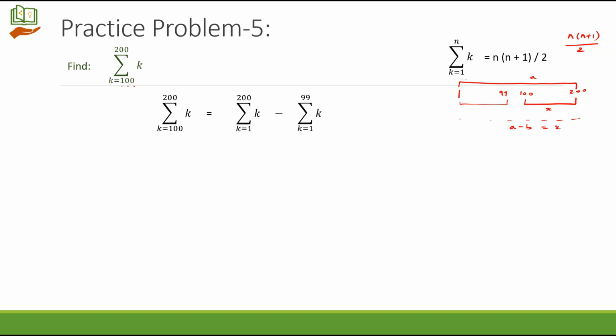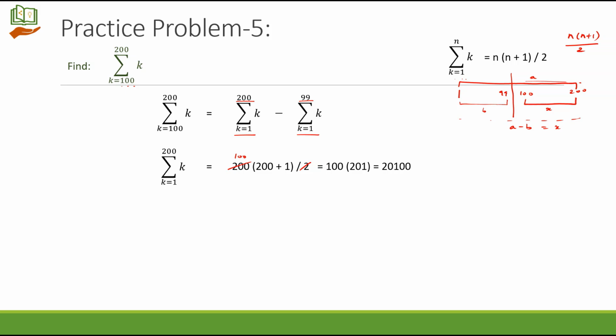So this is A, this is B. Once you compute this particular sum and then subtract till here, the remaining part will give you the sum of the 100 to 200 limit. So how are we splitting this problem? k equal to 1 to 200 minus k equal to 1 to 99. We know this will be n into n plus 1 divided by 2. So it is 200 into 201 divided by 2. This 2 and this 200 will be cancelled and we have 100 into 201, which is equal to 20100.